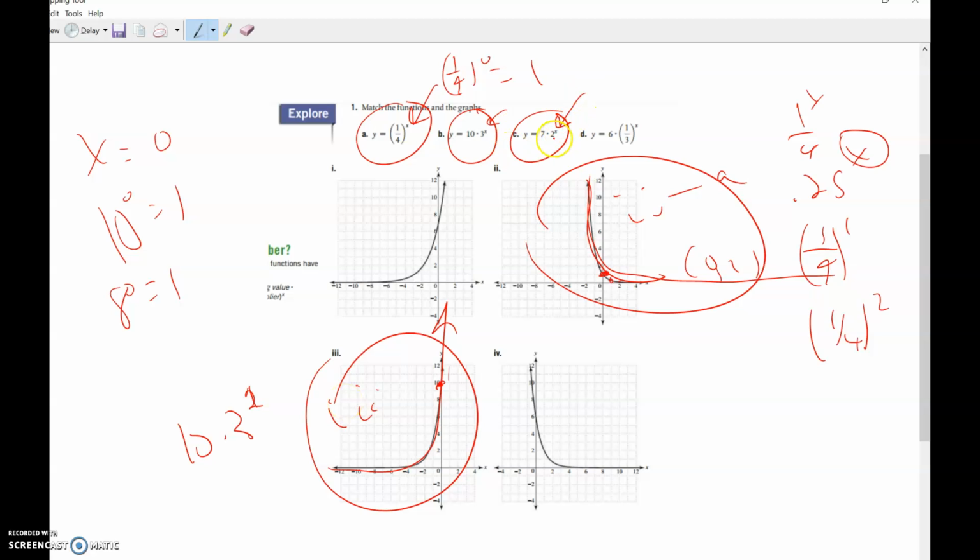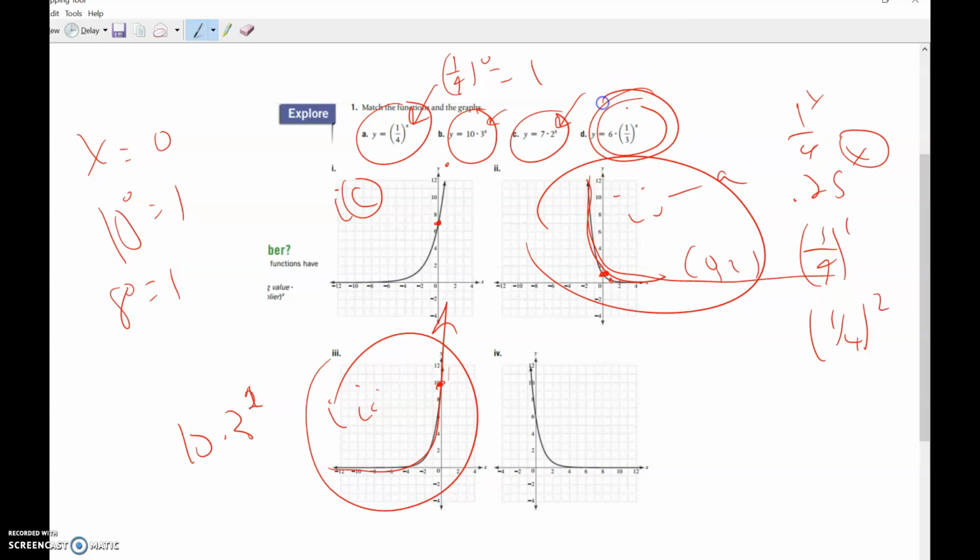Let's see this one. Anything to 0 power is 1, so that'd be 7 times 1. So which one looks like it goes through 7? And then let's see, this one here looks like it's going to go through 6. So it looks like III goes with C, so III and C go together. This looks like it goes through 7. And again, if I type in 2 to the first power, I'm going to get 14. So at 1, it should be up here at 14. 2 squared is 4, and then 28 would be way up here.